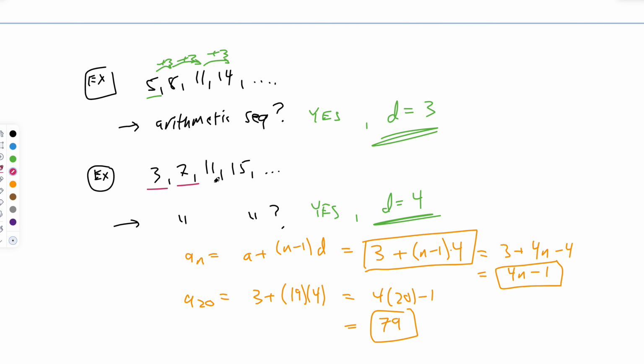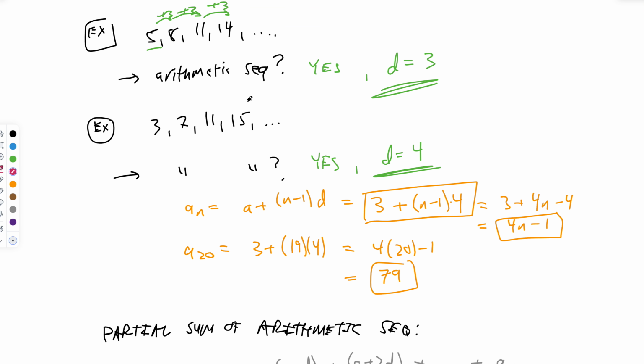Another one, 3, 7, 11, 15, and so on. What we notice is that it is arithmetic and the difference is 4, right? Common difference is 4. We should recognize that right away. 15 minus 11, 4. 11 minus 7, 4. 7 minus 3, 4. Easy.